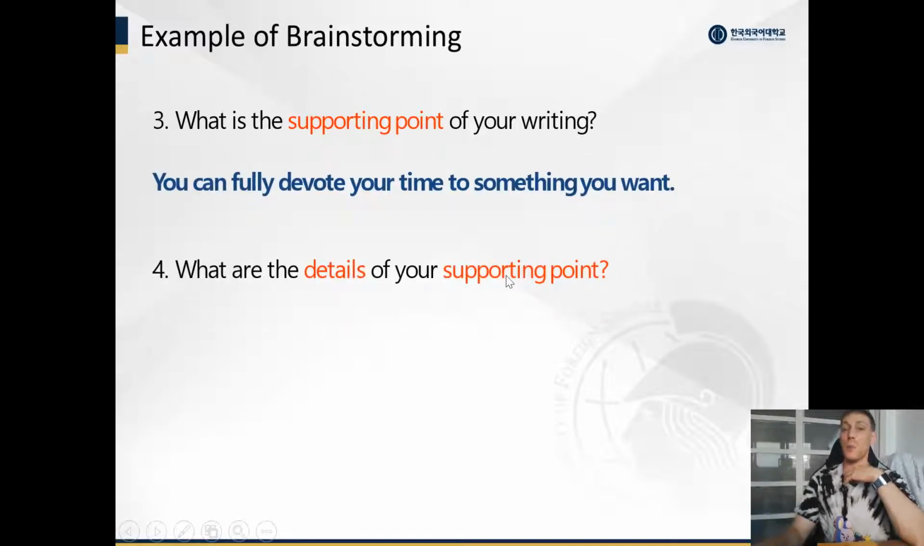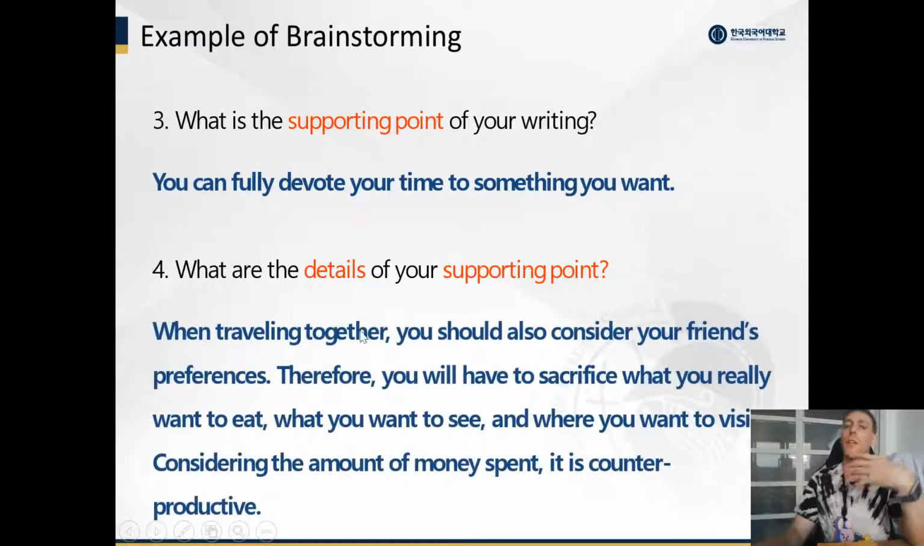What are the details to support this idea? When traveling with other people, you should try to consider your friends' preferences. Therefore, you will have to sacrifice what you really want to eat, what you want to see, where you want to visit. Considering the amount of money spent, it's counterproductive to always argue or try to make it equal for everybody. So maybe, for example, you love takbar, maybe you love chicken feet, but your friends hate it. Then you can eat other things that you don't like just to please them.